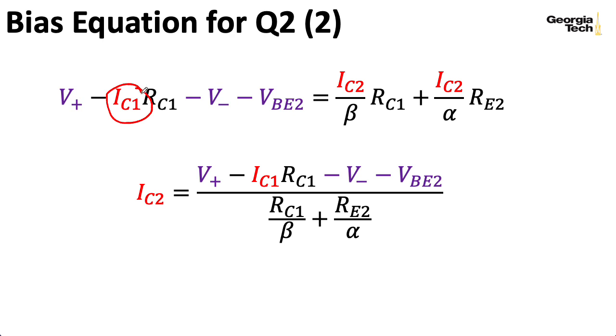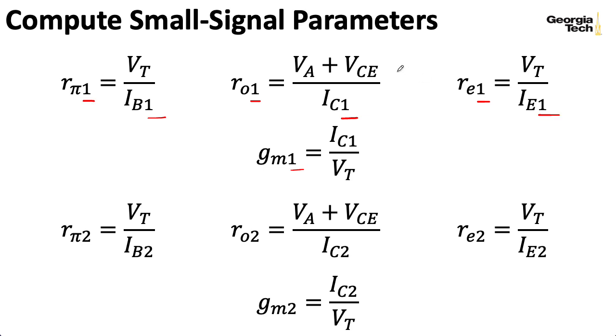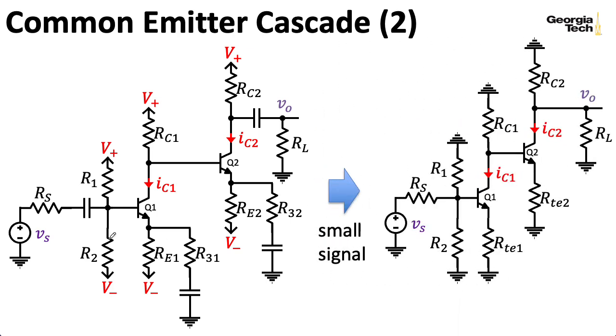Once you have IC1 and IC2, you can plug those into our usual formulas to compute the small signal parameters. Here I've added some ones to indicate the parameters associated with Q1, and we also have a new set of parameters associated with Q2. So we have our r pi input and output resistances, the r e emitter resistance, and the g m transconductance for both transistors. To compute the small signal circuit, we'll essentially assume that all of the capacitors operate as short circuits. Later in this class, I'll show you techniques for dealing with the capacitors in more detail that will allow us to look at their effect on the frequency response of the amplifier. For right now, let's just suppose that they're shorts for small signals.